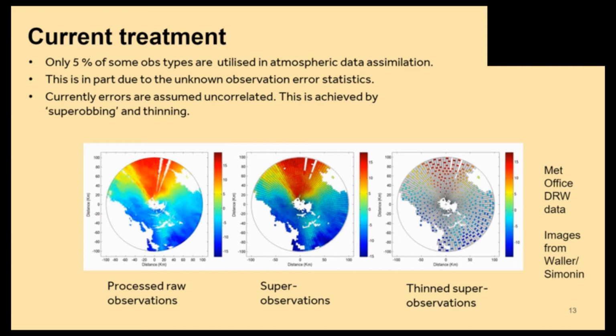Overall in NWP, we don't actually use very much of the data that we receive. For some observation types, we only use 5% of the data when we actually do our assimilation. An example of this, at the bottom on the left-hand side, is a picture from one of the Met Office radars for Doppler radar wind observations. Those are the raw observations that have just been quality controlled. In the middle, there are the super-observations, where the observations have been averaged from their 75-meter gates to volumes that are 3 degrees by 3 kilometers. And then the observations are thinned to every 6 kilometers. So you can see how much data we lose from the raw observations on the left to the thinned super-observations on the right.